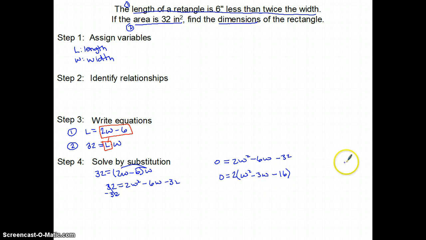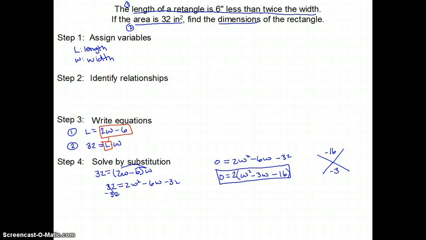Now we use our diamond on the inside if possible. So on top I have a negative 16, on bottom I'd have a negative 3. Unfortunately, again, there are no two numbers that will multiply to negative 16 and add to negative 3. So we'll go ahead and stop here. You will again learn this in future lessons.